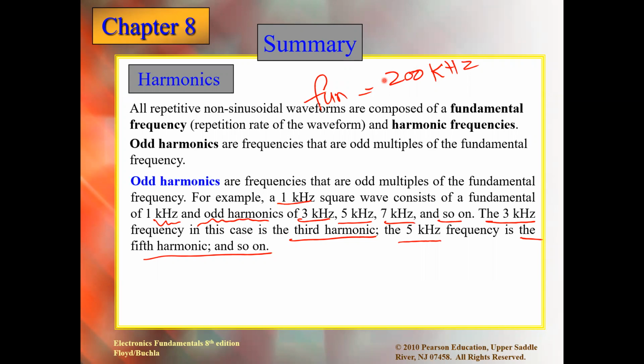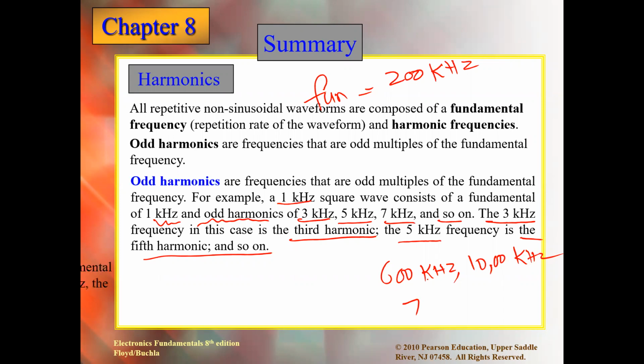So the third harmonic, you just multiply with the 3. So it will be 600 kilohertz. If I ask you the fifth harmonic, 5 multiplied by 200, how much? 1000 kilohertz. Similarly, the seventh harmonic, and so on. So this way you can calculate that one.